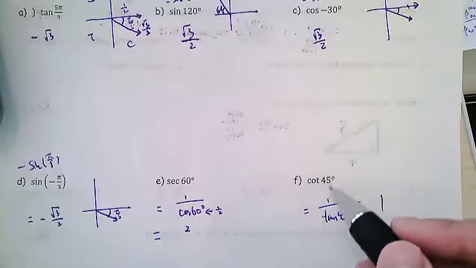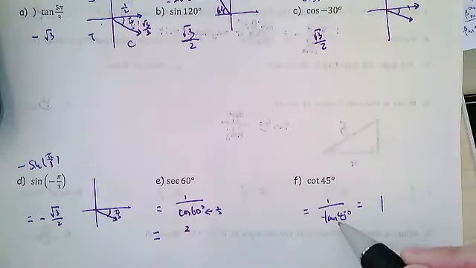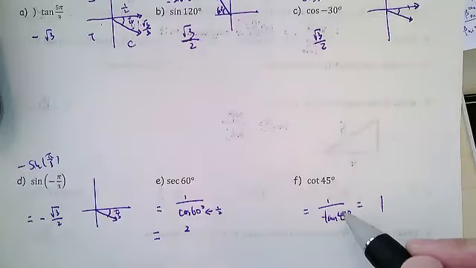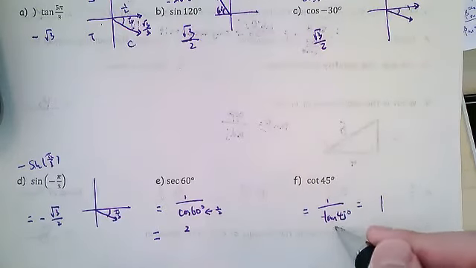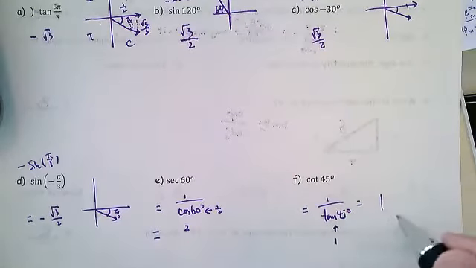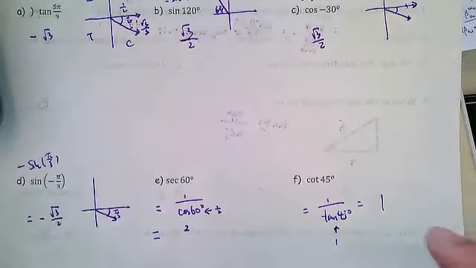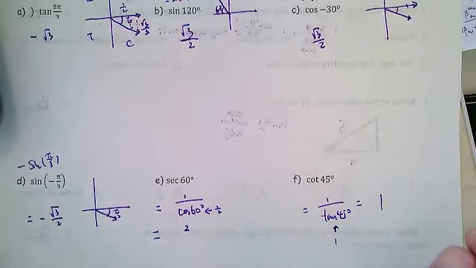Cotangent 45 degrees. Cotangent is 1 over tangent. And as you may know, tangent is just sine over cosine. So this is also 1. 1 over 1 is just 1. Any questions so far?